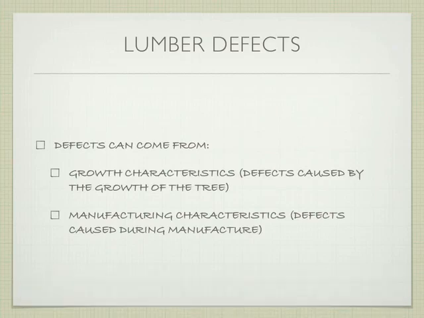So lumber defects can come from growth characteristics, which is due to the growth of the tree, or it can come from manufacturing characteristics caused during manufacture. So when we talked about all those shrinkage, this is probably the best example of what can happen to a piece of lumber. At one point in time, this piece of lumber was straight, and it's been cut in weird ways, or it's been cut so that it's just not the best maximum use of a particular piece of lumber.